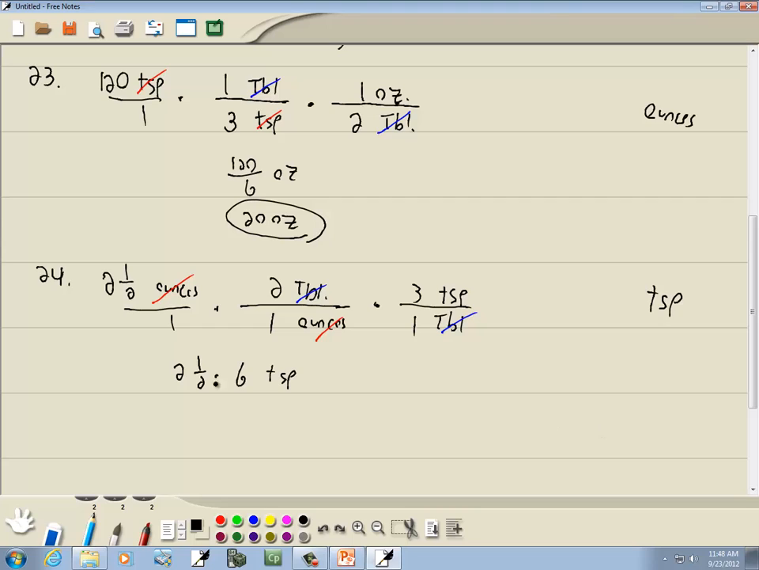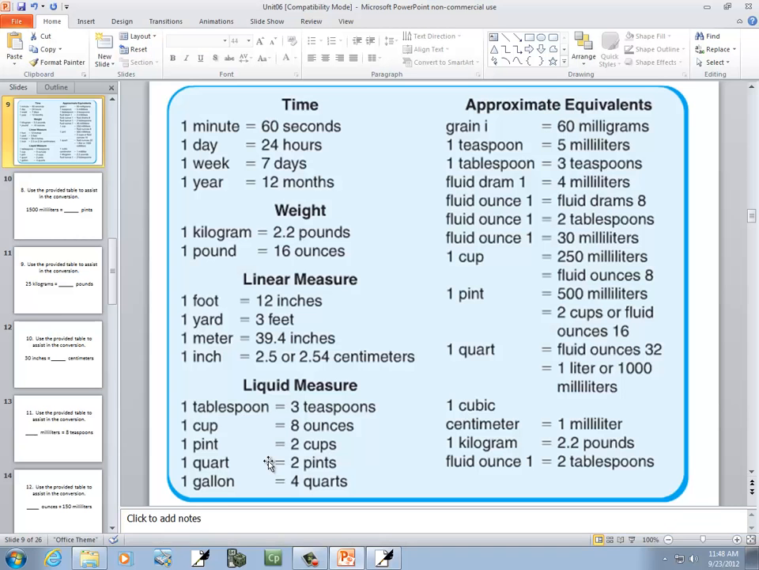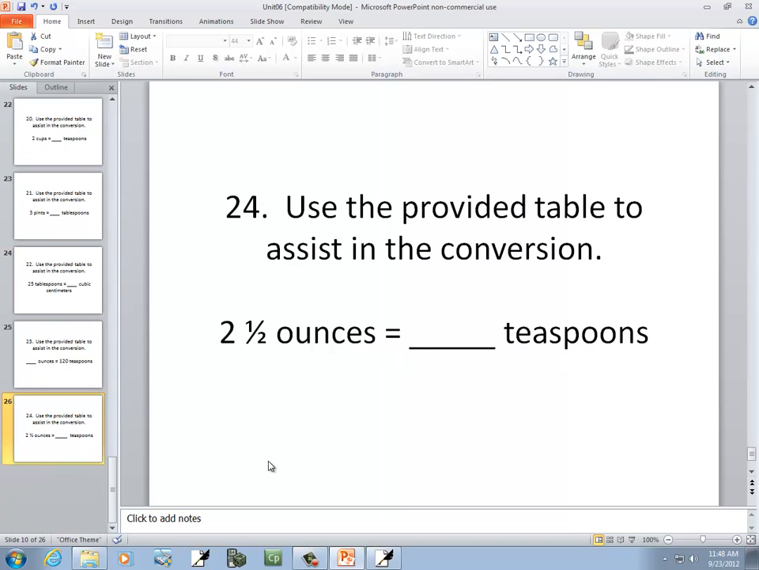Well, let's convert both of them to fractions. 2 times 2 is 4 plus 1 is 5. So we got 5 halves times 6 over 1 teaspoons. 2 and 6 both divisible by 2. It gives me 1 there. It gives me a 3 here. Then 5 times 3 gives me 15 teaspoons. And that's our answer. And I think that's the last problem.